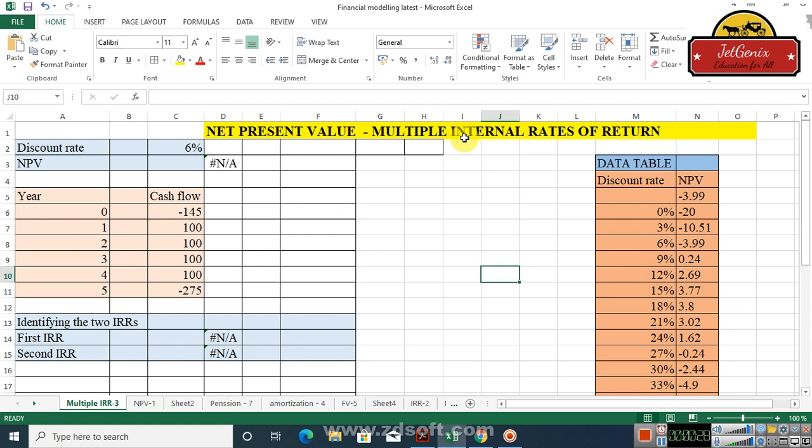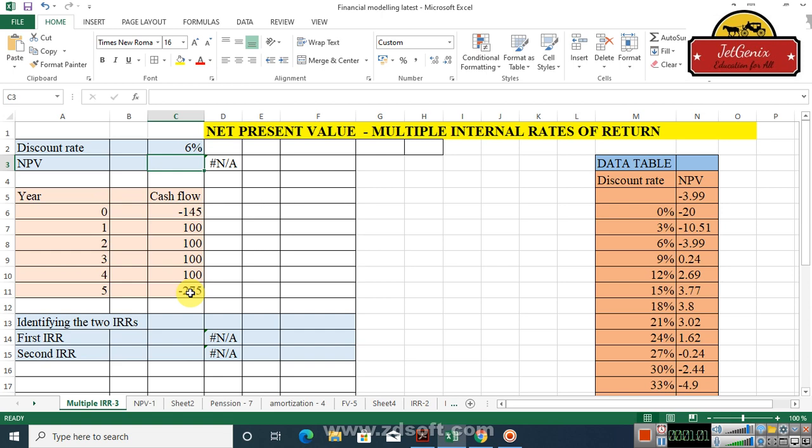Today we are going to discuss the net present value and multiple internal rate of return. For practice, we have some data here. The discount rate or the interest rate is here, and the NPV is required, which I'm going to calculate. In this column we have the years, and in this column the cash flows, which start with a negative amount, followed by positive, positive, positive, and finally again negative.